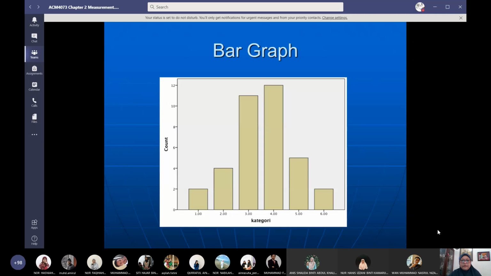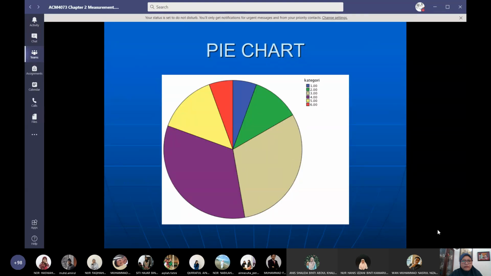Okay, we are done with that one. Now this is a bar graph. I believe that you are familiar with the bar graph. Okay, this is a pie chart. We also have others, like a line graph.